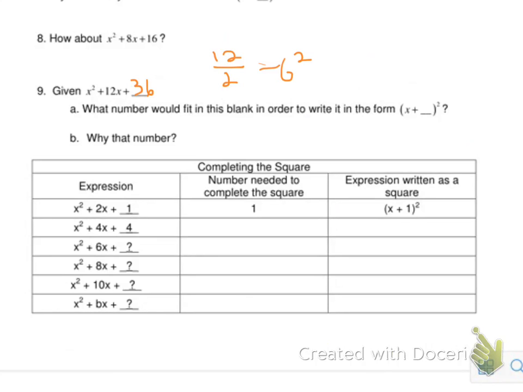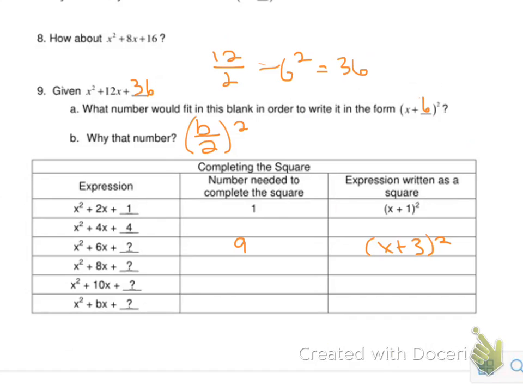Okay, so and then we got 36. So this would be x plus 6 squared. Okay, so that number came from taking b, dividing it by 2, and squaring it. So what number would we need to complete the square here? What's 6 divided by 2 squared? 6 divided by 2 squared is 9. So then it would be x plus 3 squared.